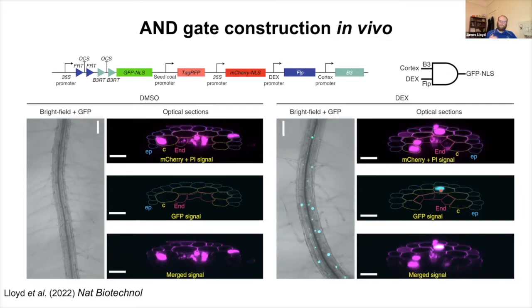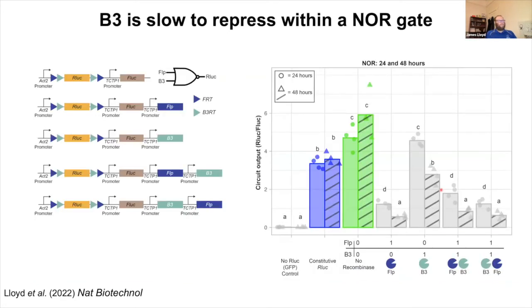And so I tried to build the NOR gate. So this time to design a NOR gate, we don't use a terminator. In fact, we want it to be default on. So therefore, we want to turn it off. And in this case, we were removing the CDS of Renilla luciferase with either B3 or FLP.